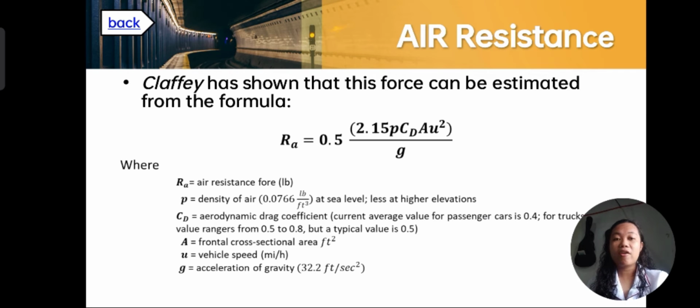C_D is the aerodynamic drag coefficient, where for passenger cars the current average value is 0.4, and for trucks it ranges from 0.5 to 0.8, but typically the value is 0.5. A is the frontal cross-sectional area in square feet, U is the vehicle speed in miles per hour, and g is the acceleration due to gravity.